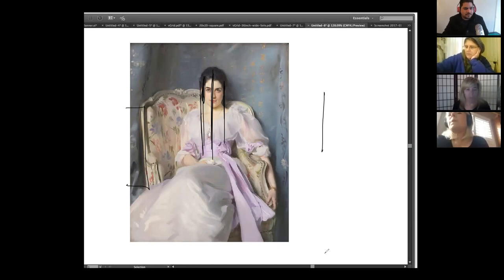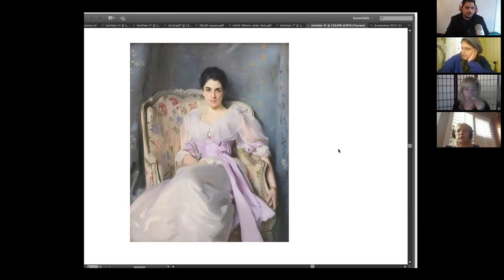So where would your dominant horizontal be? Anybody? The chair, the top of the chair. Okay. And more importantly, where does it go? I just kind of feel like the widest line of the widest part of the chair to the widest part of the chair. Now the question is, is the chair important? Or is there something else more important to this story?